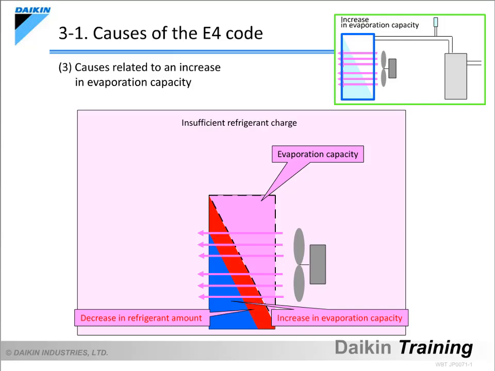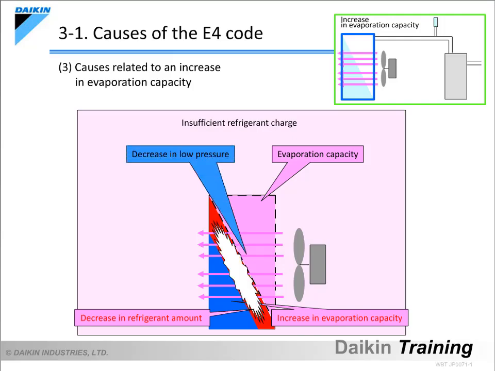Since there are no changes in the amount of gas sucked into the compressor, the airflow rate of the cooling fan, or the size of the evaporator outlet, an increase in the evaporation capacity while there is insufficient refrigerant in the evaporator causes a drop in the low pressure and results in the E4 code.